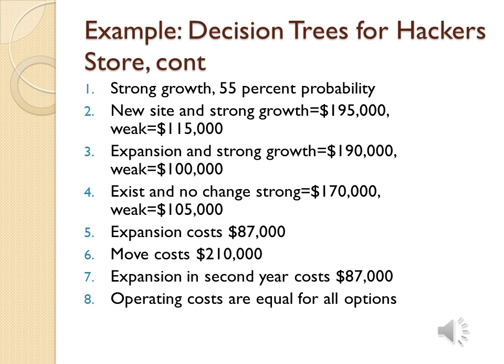Number 5, expansion at the current site would cost $87,000. Number 6, the move to the new site would cost $210,000. Number 7, if growth is strong and the existing site is enlarged during the second year, the cost would still be $87,000. Number 8, operating costs for all the options are equal.